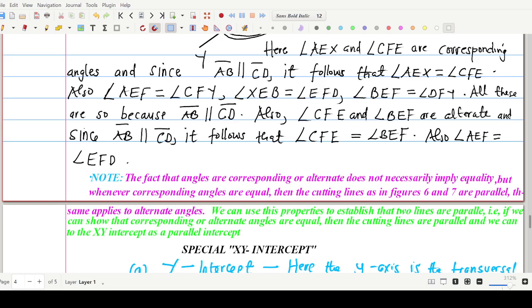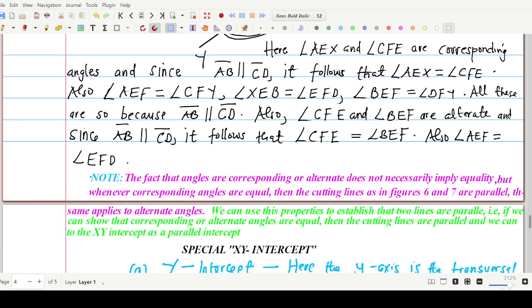How do we prove that? If we can locate the corresponding angles, locate the alternate angles, and not just that, prove that they are equal in size. If we can do that, we can conclude that the lines that form them are parallel. So this is a very useful tool in proving that two lines are parallel.